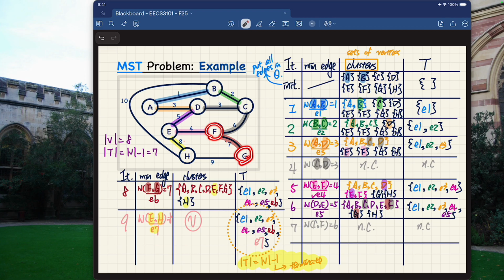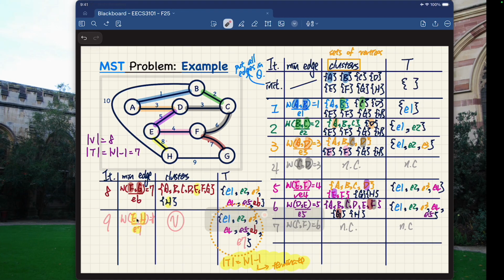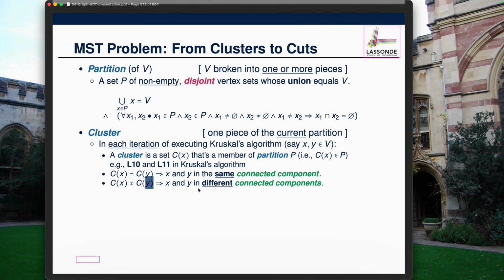Later on, we're going to use this particular edge to connect these two, to merge from two connected components into a single one. But at the timing of iteration number 5, F and G belong to different clusters, so they are in different connected components. Later on, they will be connected using this edge at the end of iteration 8. It is very important to see such observations and insights about this algorithm. Okay, so that's about cluster.